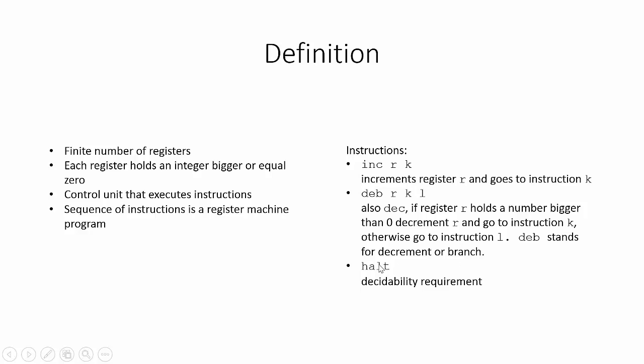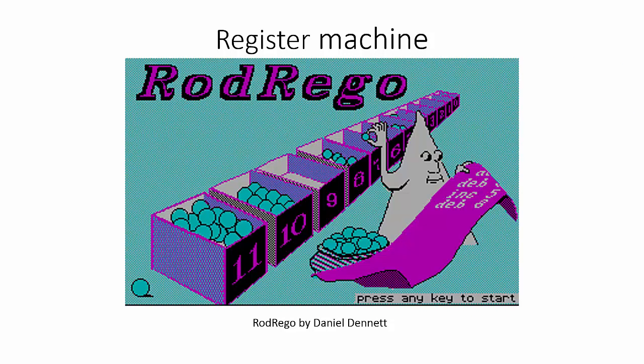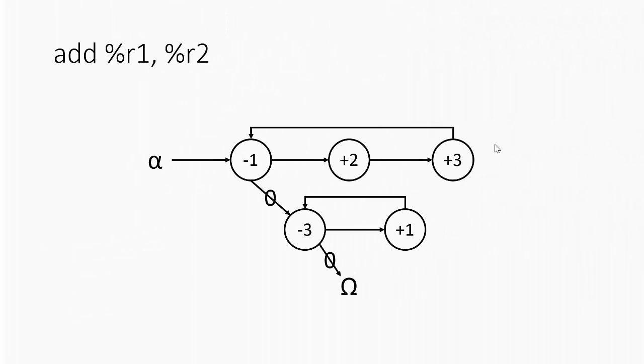And the third instruction is the halt. Just like a Turing machine, we want our register machine to halt eventually. Okay, so now let's go back to our picture over here. This character over here is our control unit. It reads instructions and executes them. And these bins are our registers that hold numbers. As you can see, the control unit puts marbles in those bins, meaning that it can only increment or decrement a register by 1.